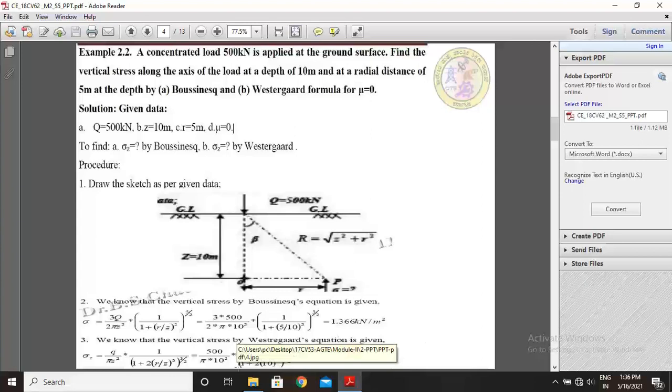Q is 500 divided by pi into z is 10 square into 1 by 1 plus 2 times r is radial distance, acting at a distance 0, square to the power of 3 by 2. So now answer is 0.866. Okay, so this is the solution of this type of problems.